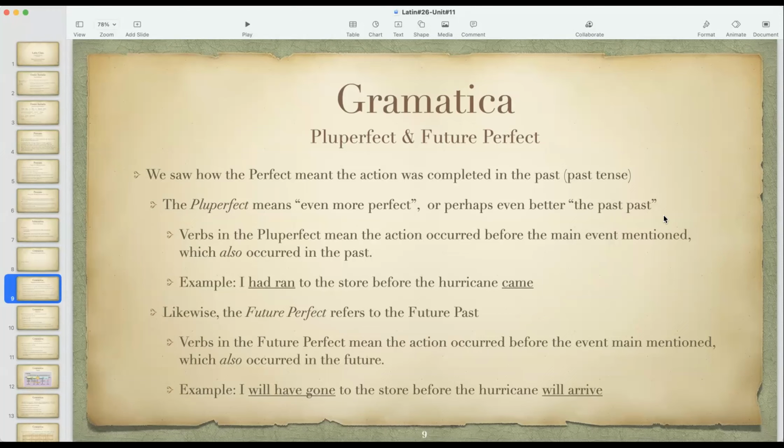So in other words, we're talking about something in the past, and then we talk about something that occurred before that past action, or the past. We'll go into some detail in two charts here in a minute. But the example is: I had run to the store before the hurricane came. I had run to the store.